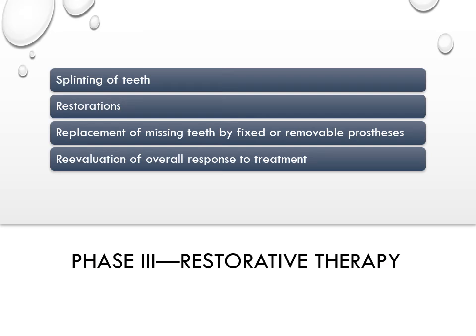Stage 3 is restorative therapy. So we do our non-surgical therapy. Hopefully they get better. If not, we send them to the periodontist. And then is when it's time for splinting their teeth, doing restorations, replacing missing teeth with prostheses, a reevaluation of the overall response to treatment here as well.